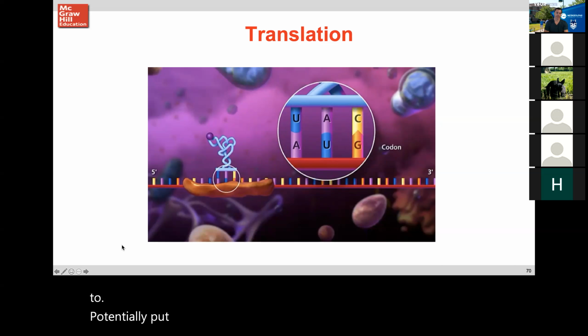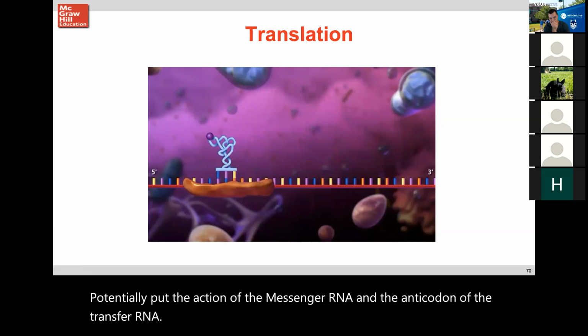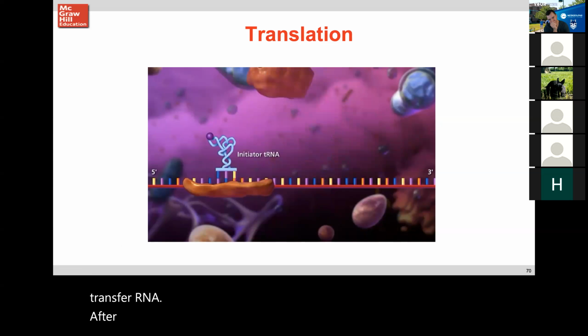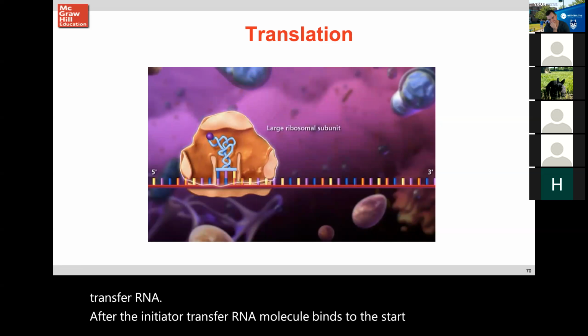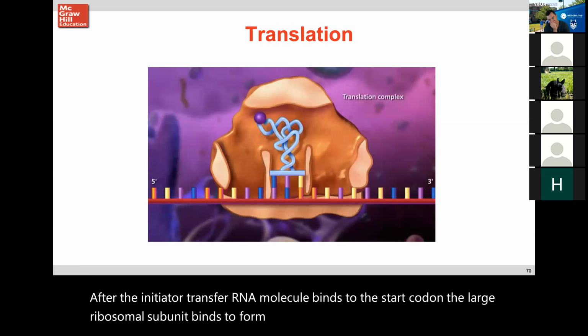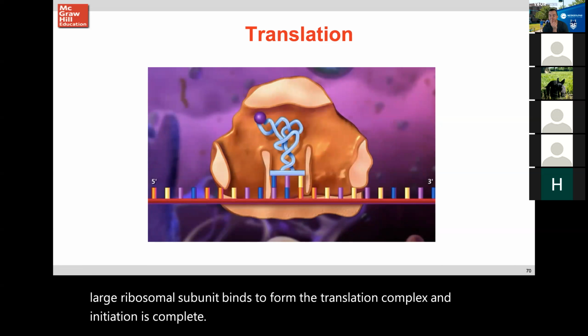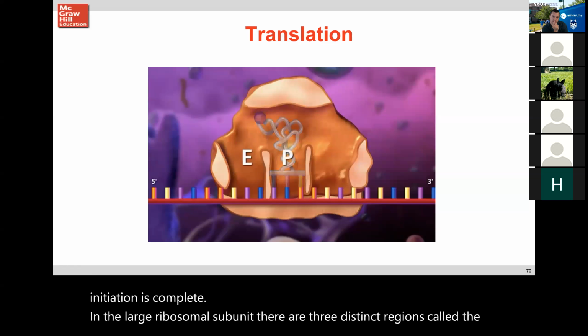Codon of the messenger RNA and the anticodon of the transfer RNA. After the initiator transfer RNA molecule binds to the start codon, the large ribosomal subunit binds to form the translation complex, and initiation is complete. In the large ribosomal subunit, there are 3 distinct regions called the E, P, and A sites.